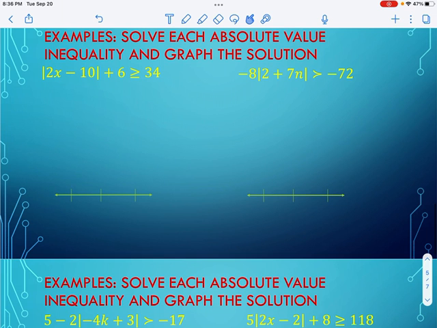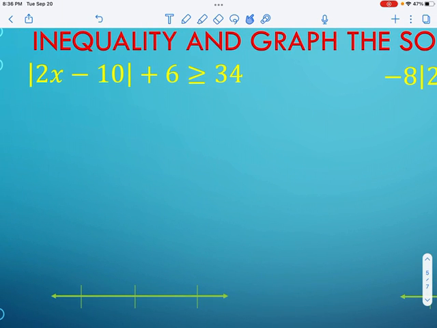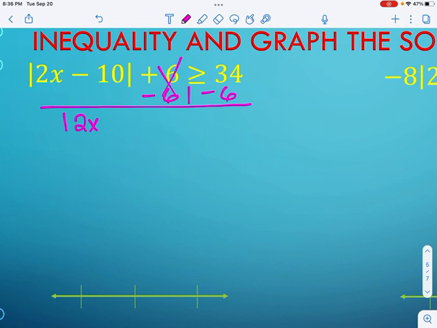All right, now let's try a couple where we have to do some isolating, some movement to get the absolute value isolated. So the first thing I notice is that I have this 6 on the outside. So I am going to subtract 6 from both sides. Now, when I do that, you'll notice that that leaves my absolute value by itself on one side. 34 minus 6 is 28. Now we're ready to split.